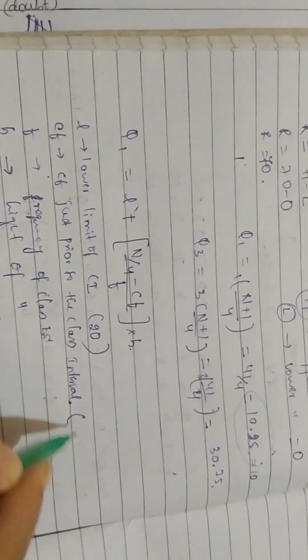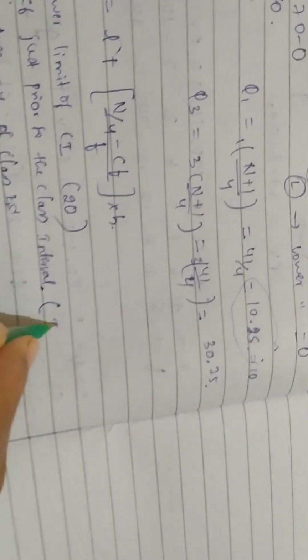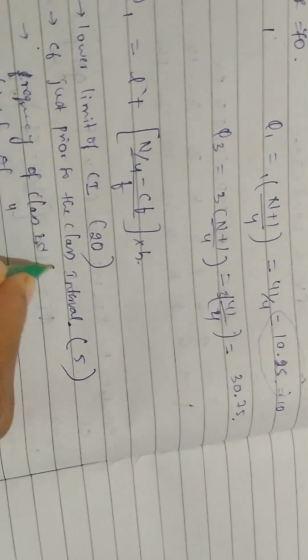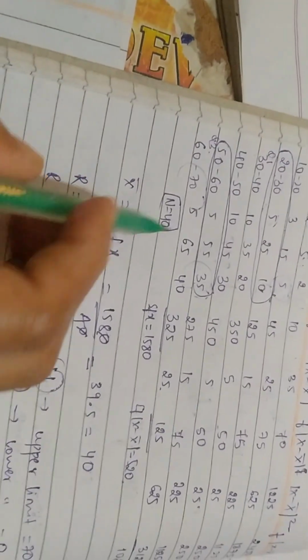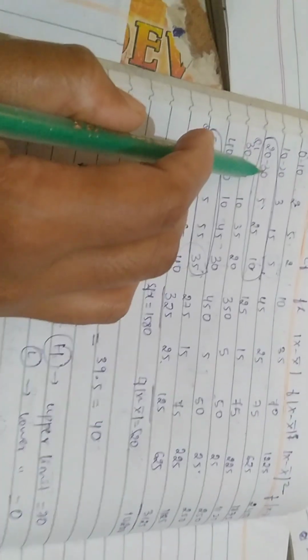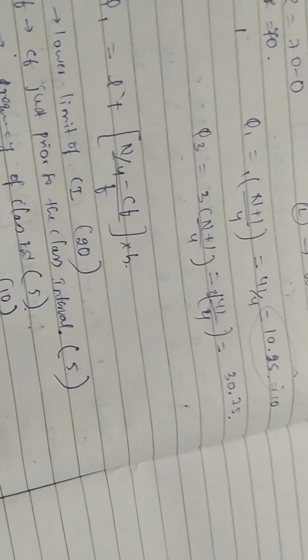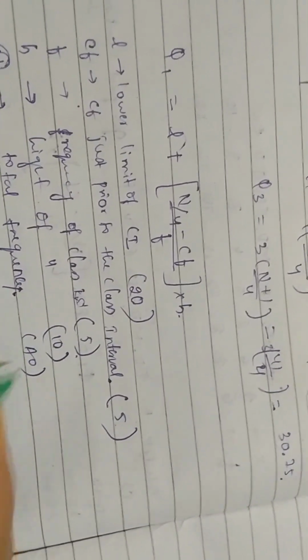The cumulative frequency prior to the class is 5, so we'll keep this 5 here, and the frequency of the class is also 5. The height or width of the class: this is our class interval, 30 minus 20 is nothing but the height. This 10 is going to be the height of the class. Next, total frequency we have 40.